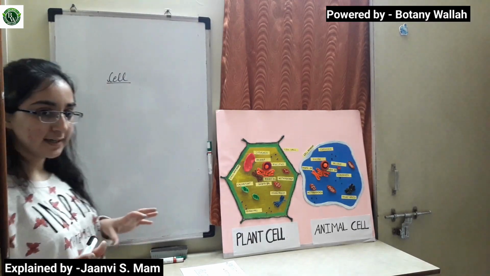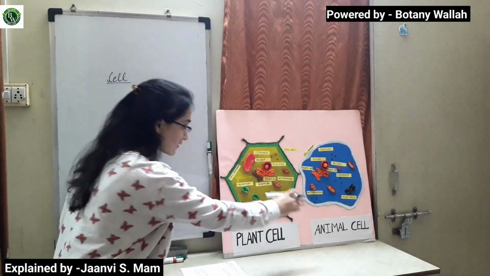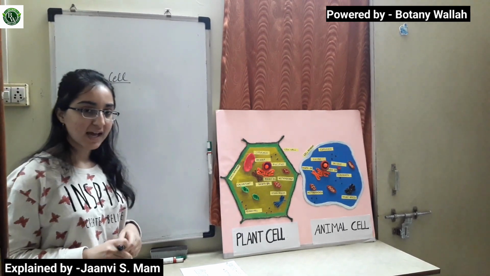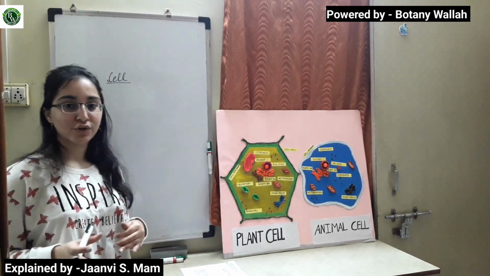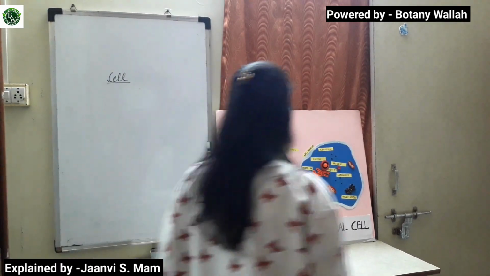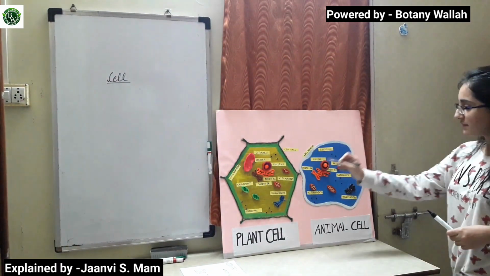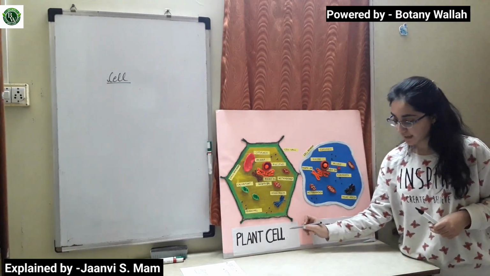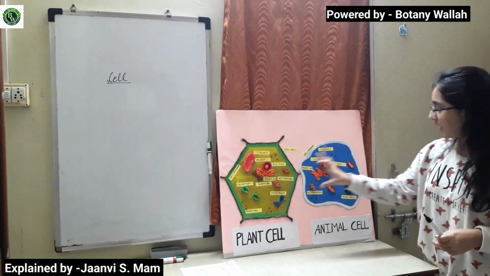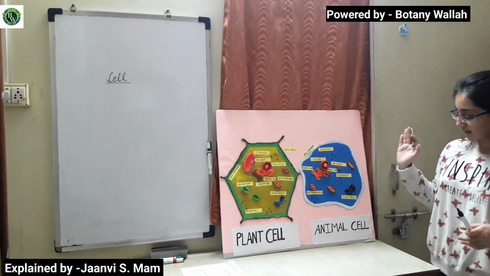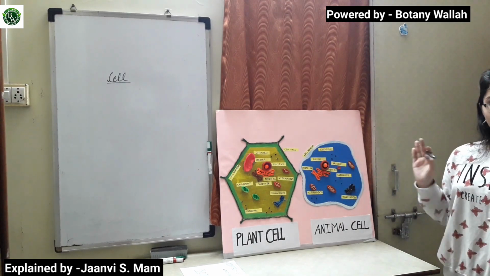Now you can see that you have two diagrams: a plant cell and an animal cell. As I told, it's a structural and functional unit of our body. After that, I would like you to see these two diagrams over here. So let's take the first, the plant cell. I have labeled everything, and you can see it very clearly. Two diagrams are presented in front of you.